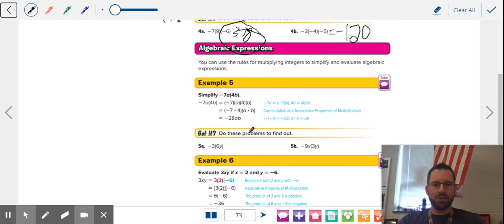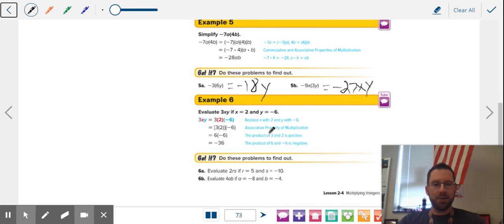Now you can apply this to expressions. Remember the last unit we did some simplifying expressions. So here you're going to have a positive and negative, which makes it negative. 3 times 6 is 18. And there's a variable that comes along for a ride. Here, there's two variables. No big deal. Positive and negative makes it negative. 3 times 9 is 27. And both variables come along for the ride. So -27xy.